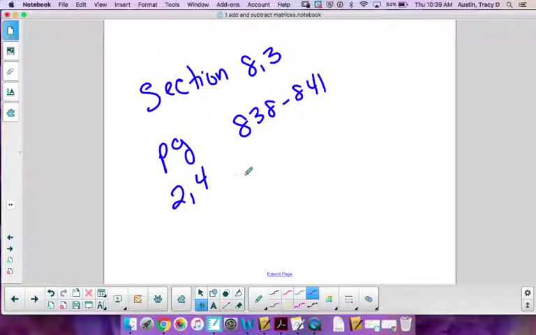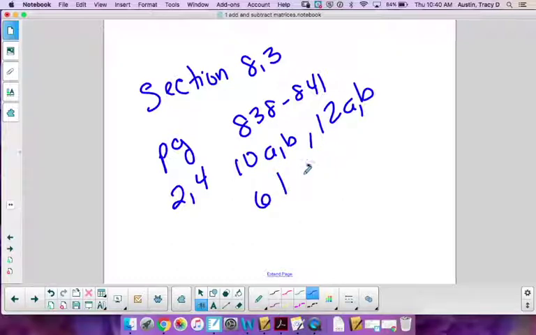Let's see, 10, A and B, and 12, A and B. Make sure again that you're paying attention to the directions for that, otherwise it can mess you up. And then do number 61, A, B, and C.